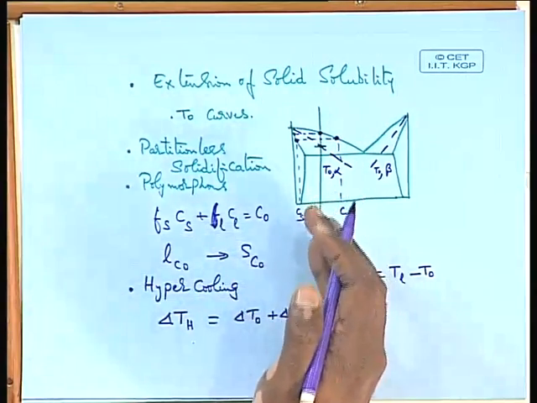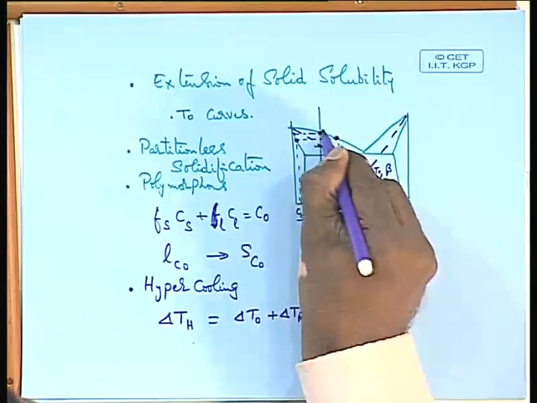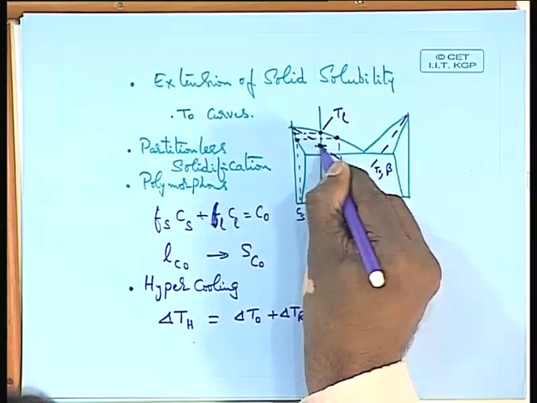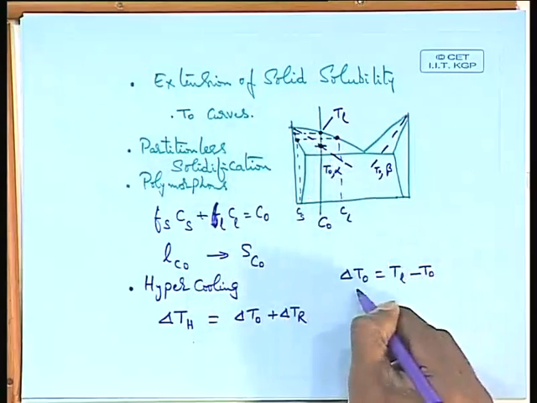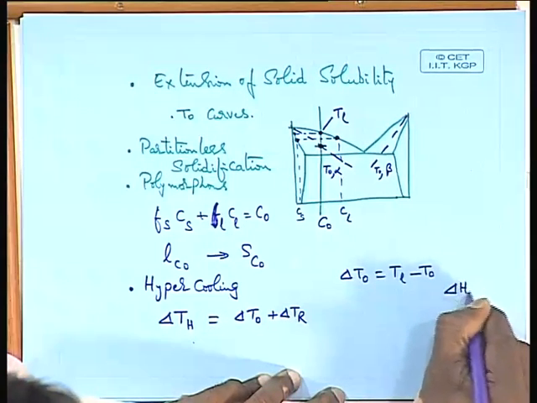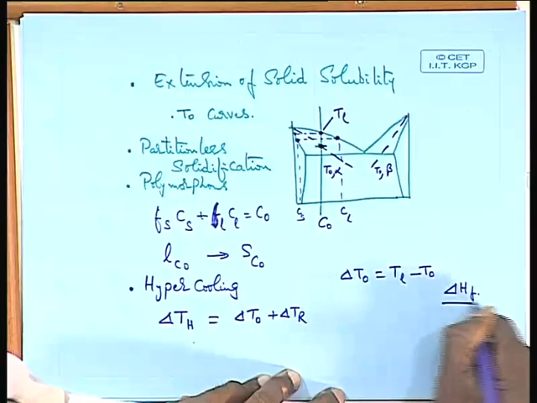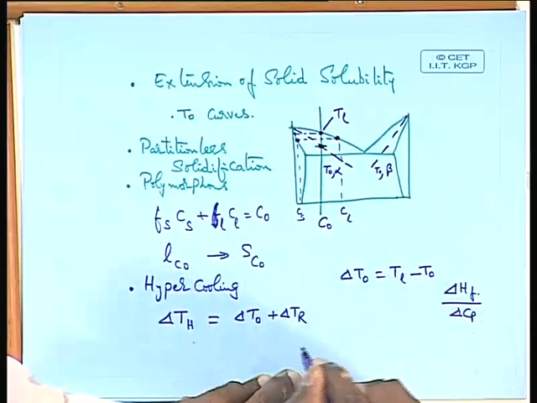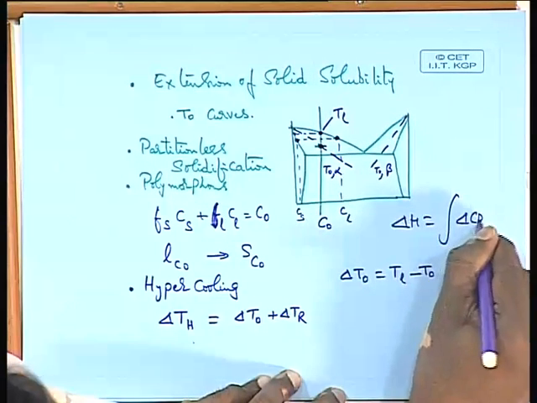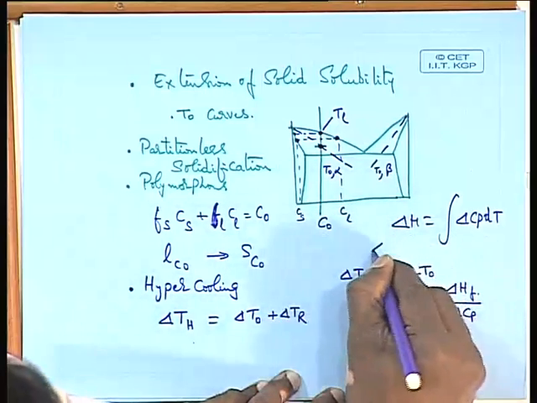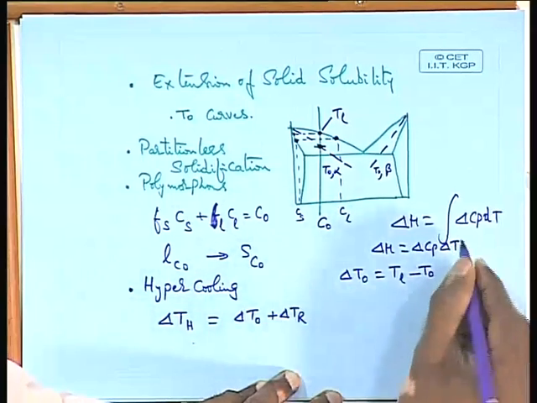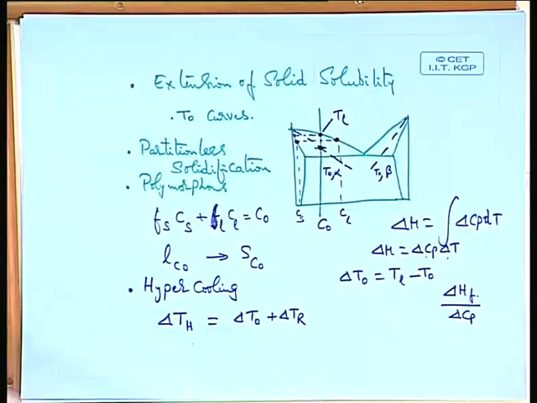For a particular composition, for example this C0 composition, T liquidus temperature is what? This is the T liquidus temperature. T naught is this temperature. So the difference between these two is delta T naught. And what is delta T recalescence? It is nothing but delta H fusion divided by delta Cp, because we know that delta H is equal to integral delta Cp dT, and we can write always that delta H equals delta Cp delta T. So delta T is equal to delta H by delta Cp.